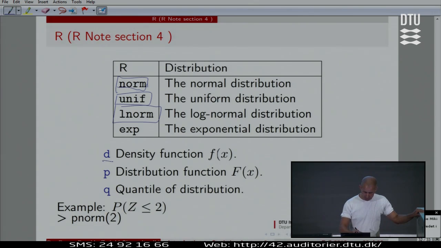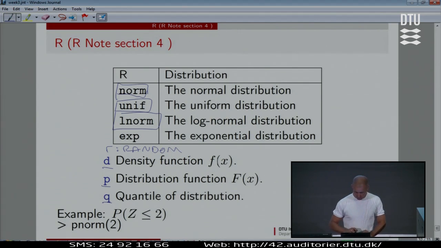We have the density function, the probability function, the quantile function, that's the inverse of P, and we also have R for random number generation. Let us have a look one more time.